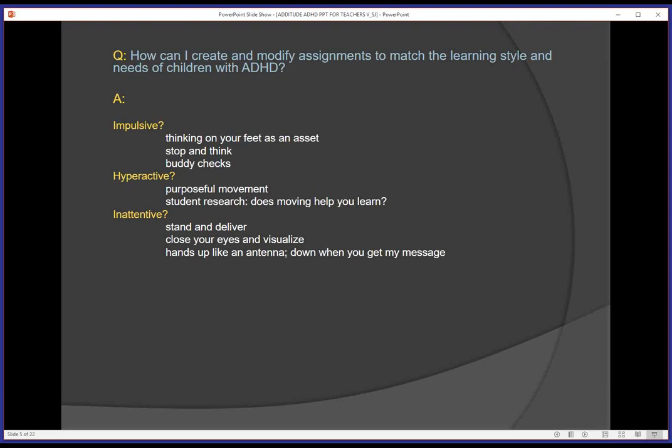Stand up when you get the message, sit down. Put your hand up when you get the message, put your hand down, and so forth. When you get the message, turn to somebody else and tell them what you heard. All these are good ways to modify assignments to help kids be successful.